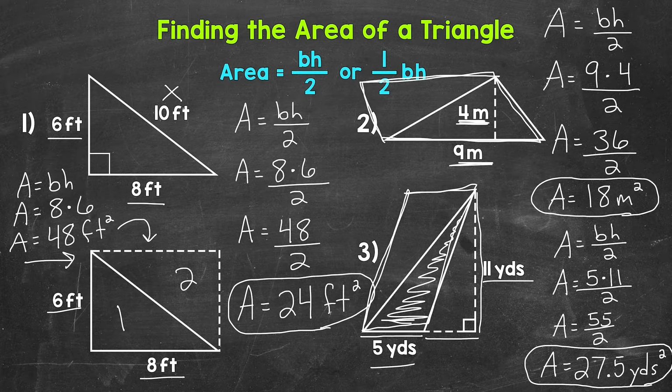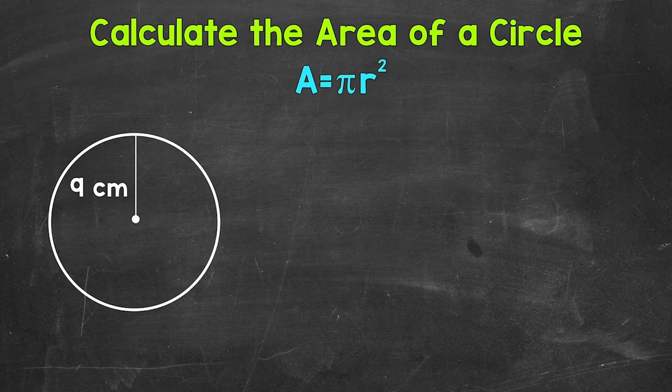Let's move on to finding the area of a circle. Now let's take a look at finding the area of a circle. Now the formula we use for the area of a circle is area equals pi r squared. So pi times the radius squared.